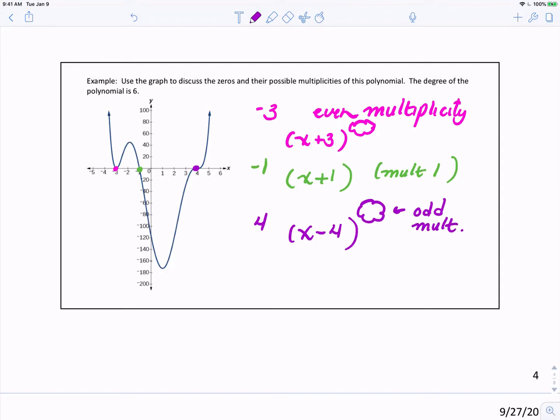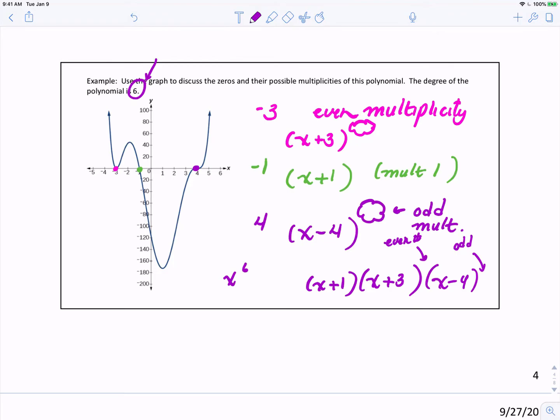Now let's see if we can create the polynomial. We know that the degree of the polynomial is 6. So x to the 6th is the highest power that we're going to see in the polynomial. And let's see what we have so far. We have x + 1 as one of the factors, only to the first power. We have x + 3 as another factor, and this is going to be an even number. And we have x - 4 as a third factor, and it's going to have a power which is an odd power.